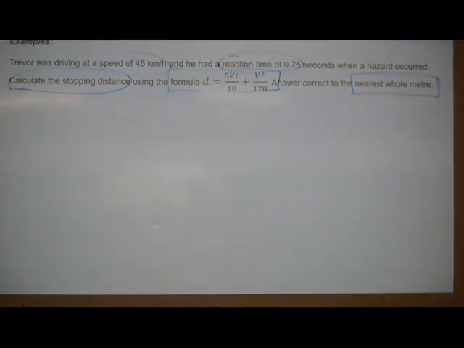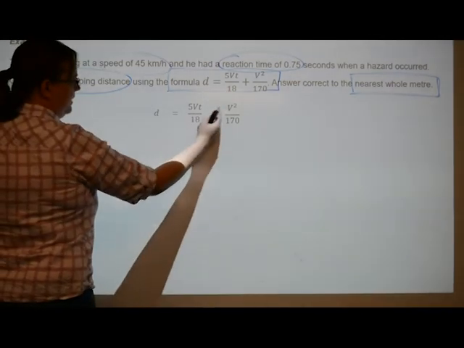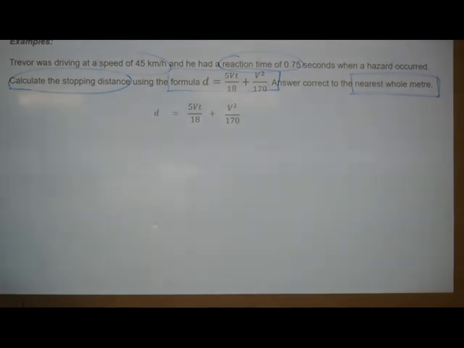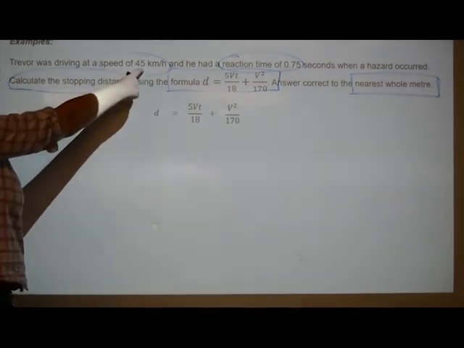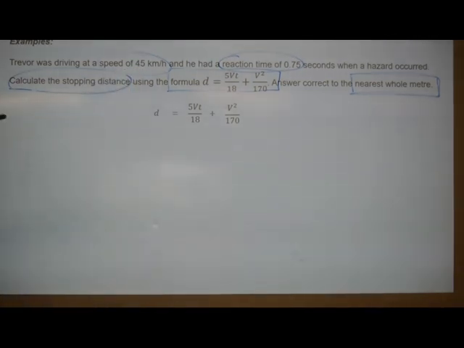What am I going to do first, guys? What have I done first this whole time? Now what? I'm going to substitute in. What's going to go where? What am I going to put in for V? I've got two V's. Speed. The speed, which is 45 kilometres. I'm going to chuck the 45 in. What's going to go in for T? The 0.75, because that's our reaction time. So there's our first fraction.